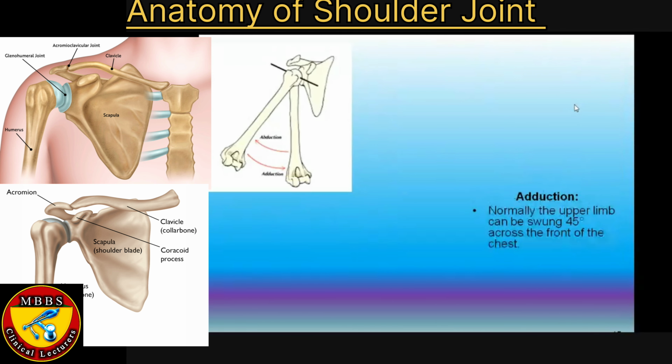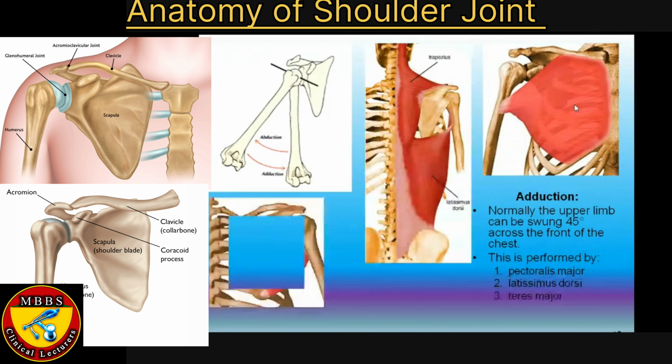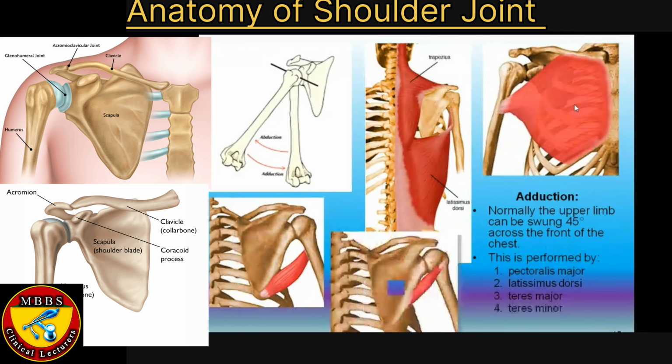Then we talk about the adduction. Normally, the upper limb can be swung by 45 degrees across the front of the chest. This is performed by the pectoralis major muscle, the latissimus dorsi muscle, and the teres major muscle. Plus, there is another muscle, the teres minor, which also helps in the adduction of the shoulder joint.